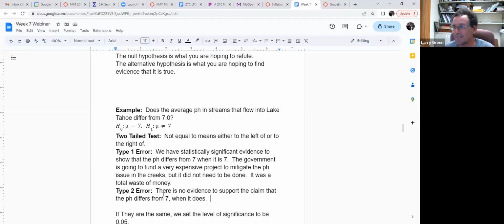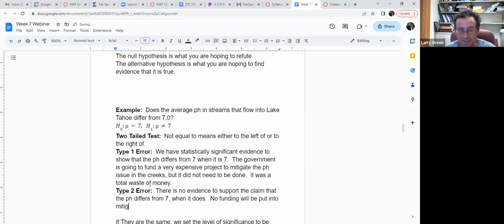Any thoughts? Yeah, it's a terrible problem, because what'll happen is no funding will be put into it, and we'll end up having our biological wild plants and animals in Lake Tahoe go extinct. That's pretty terrible, isn't it?